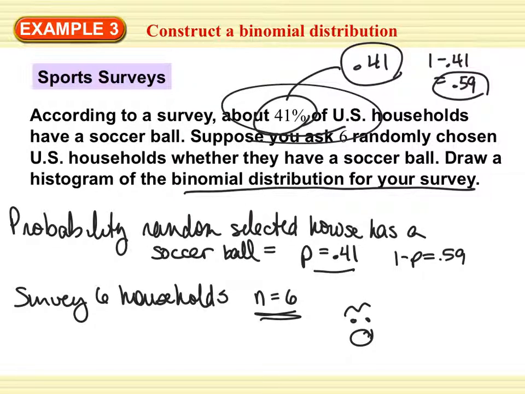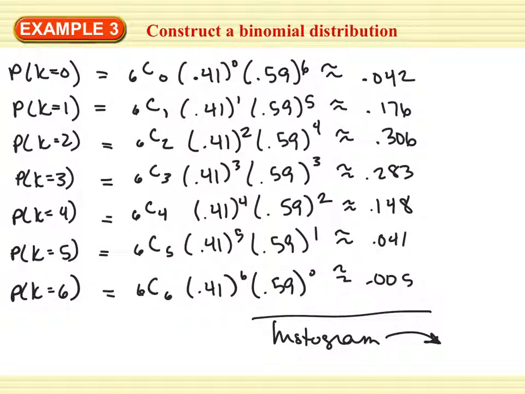So next page. Pay attention. It's not hard, it's just tedious. So I've got 0 to 6, because we surveyed 6 households. Or combinations: 6C0, 6C1, 2, 3, 4, 5, and 6, right?